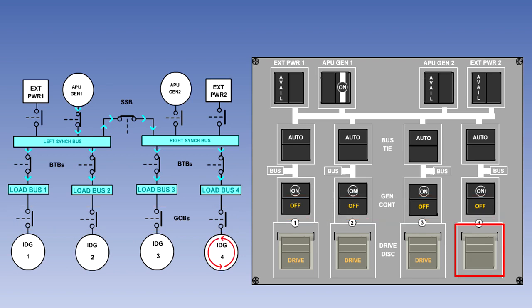The pilot will first start number 4 engine. As the engine accelerates and the IDG begins to rotate, the IDG oil pressure will rise and the drive light in the disconnect switch will go out.